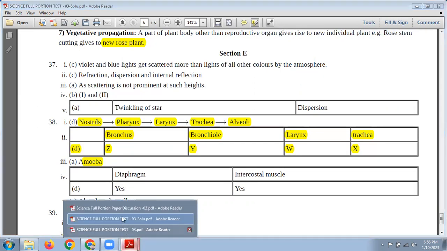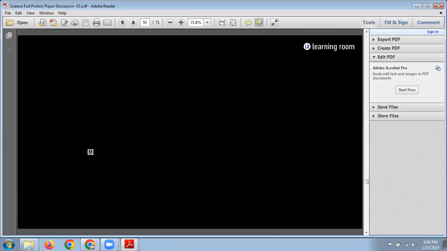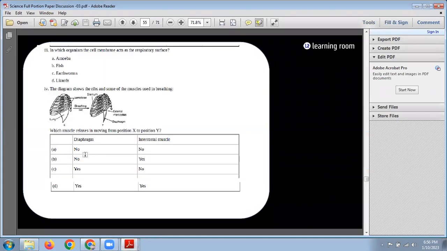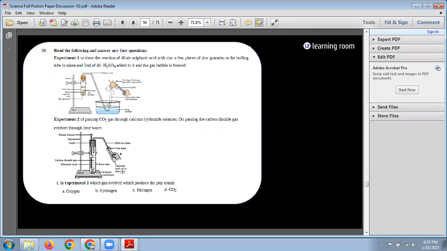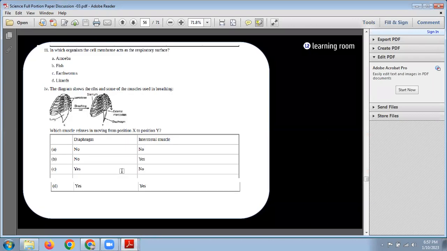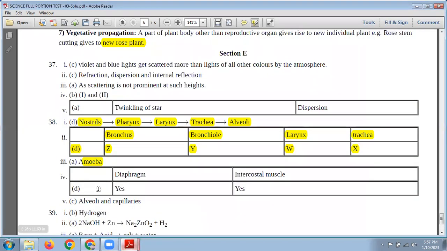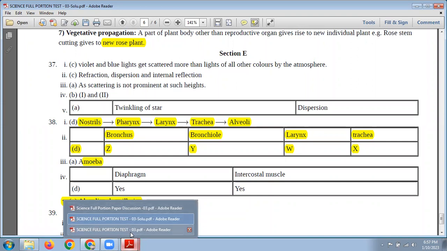So the next one is the last option. I think one more option is there, right? Yes, sir. Or is it not given there? No, right? That's it, sir. Yeah, fine. There is one more option connected with the alveoli and capillaries, but it was not given.